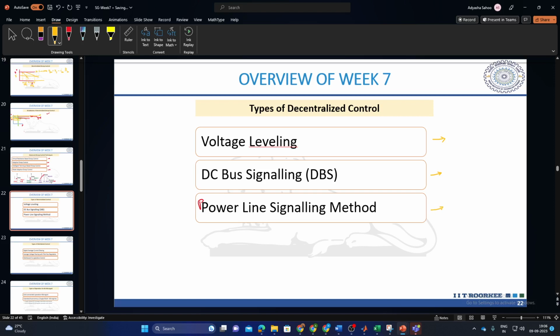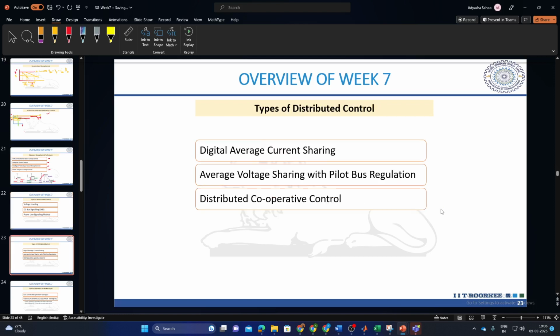And again, moving on, for DC microgrid, we had a very small DC microgrid. We dispatched the resources according to their priorities using this voltage leveling method, but it had some drawbacks if we go for larger microgrids. So for that, we use the DC bus signaling method, where we dispatch the resources in the form of groups. And lastly, we had the power line signaling method, where we use communications.